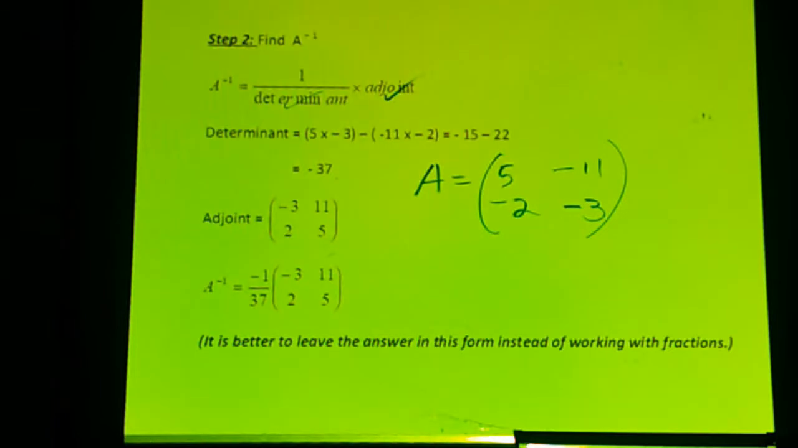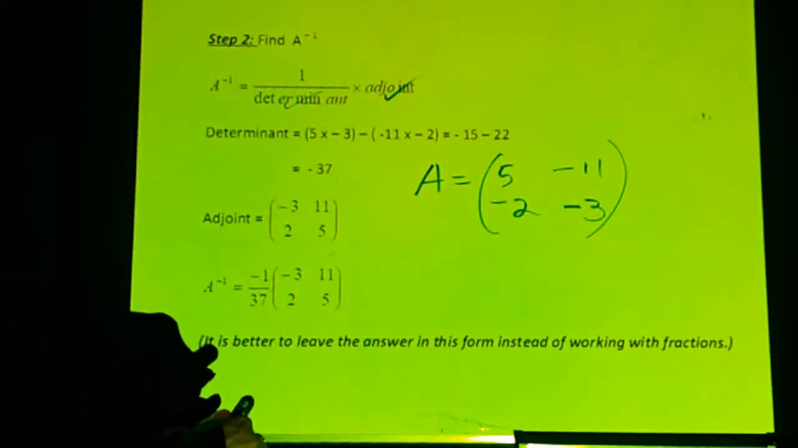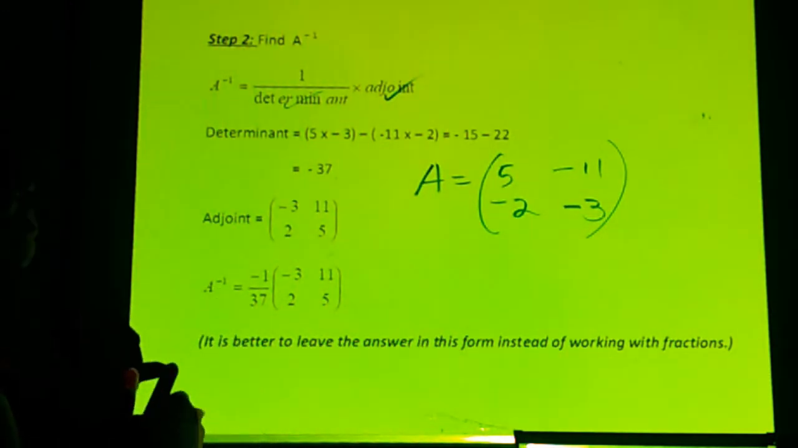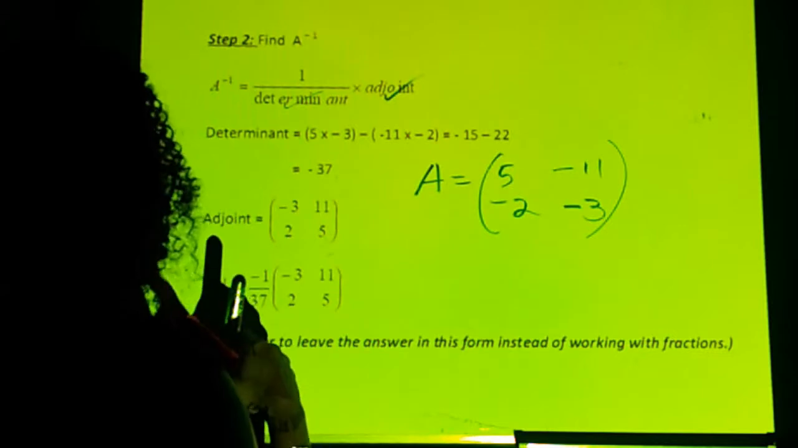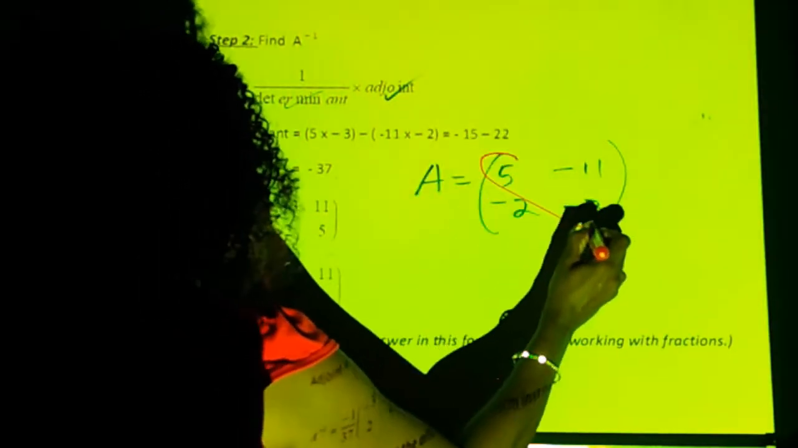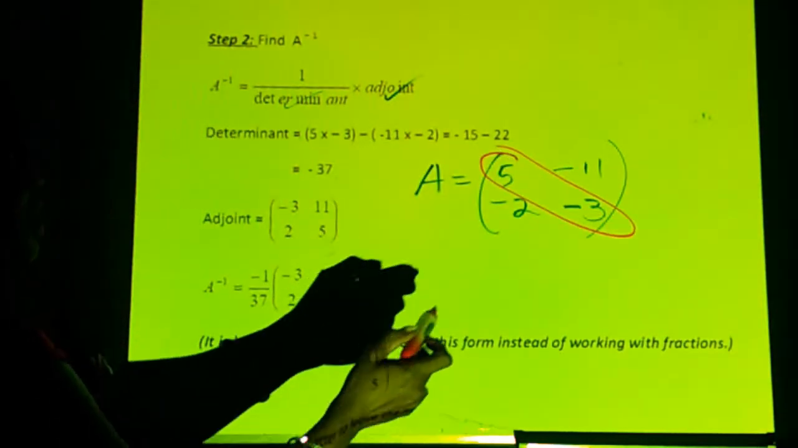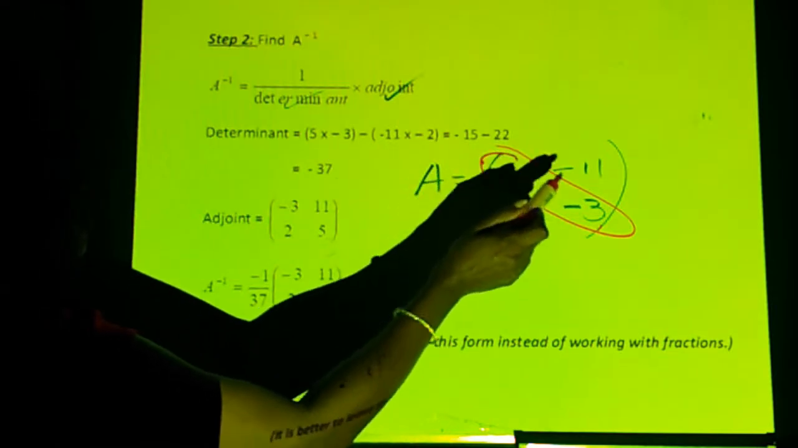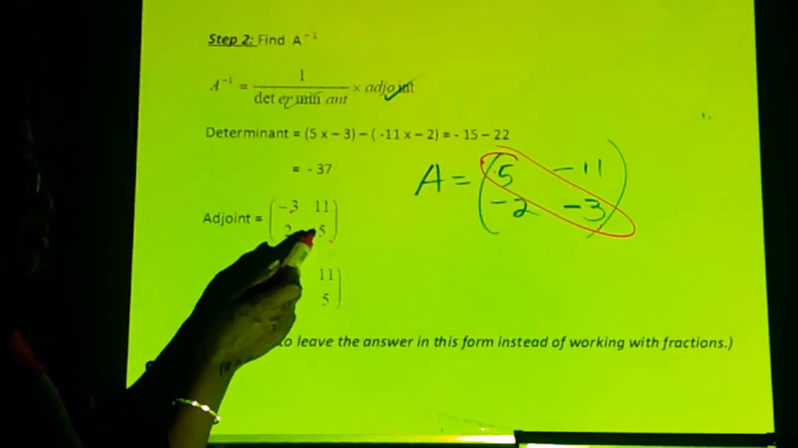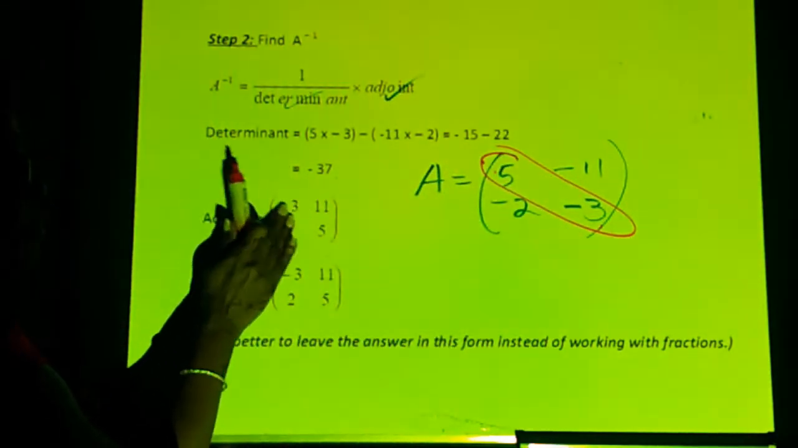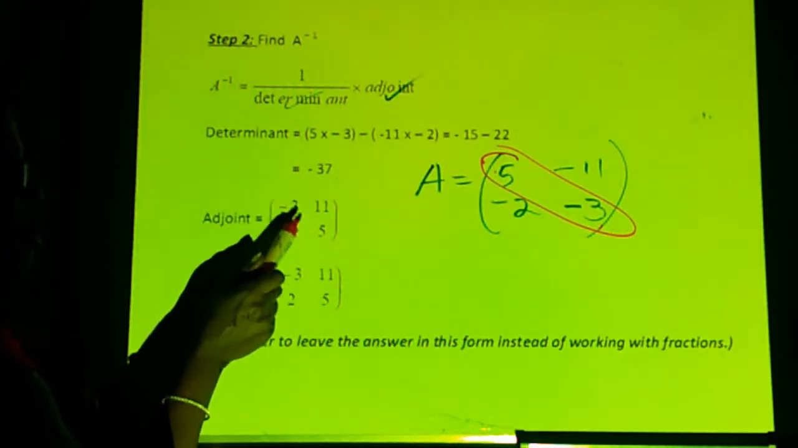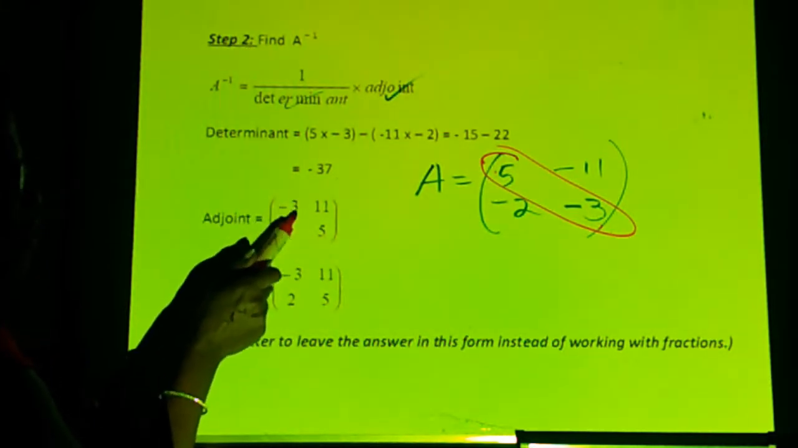And so there are 2 steps to find the adjoint. Step 1, we switch the elements in the main diagonal. So they switch places. So negative 3 comes up here and 5 goes down there. This is what we have. Are you with me? Alright. Negative 3, switch places with 5.